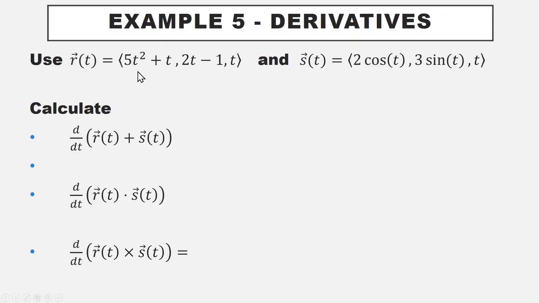All right, so let's take the 2 functions we just dealt with. I'll call the first function we dealt with R, and I'll call the second function we dealt with S. And let's take the derivative with respect to t of R plus S. Let's take the derivative with respect to t of the dot product of R and S. And then let's take the derivative with respect to t of the cross product of R and S.